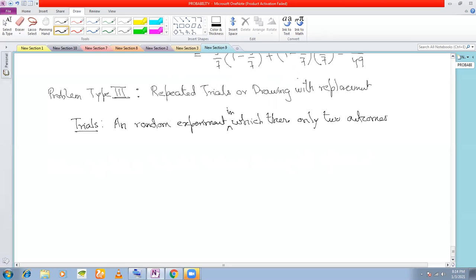What are those two outcomes? Success and failure. What can be an example of success and failure?